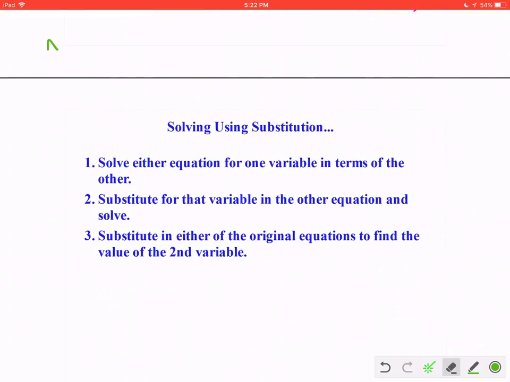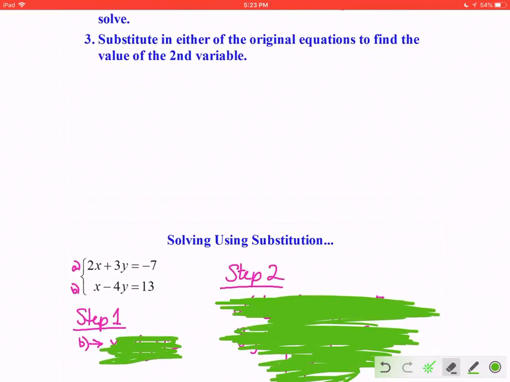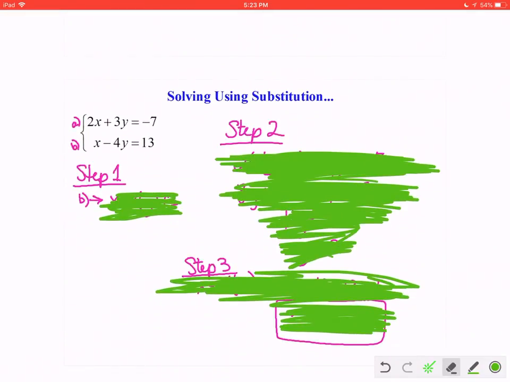Okay, so solving using substitution. First, what you want to do is solve either equation for one variable in terms of the other, and then substitute that into the other equation and solve. That should get you your x or y value. Once you have that, substitute that value into one of the original equations to find the value of the second variable. This may sound confusing at first, but let's go through a problem, and it may make more sense.